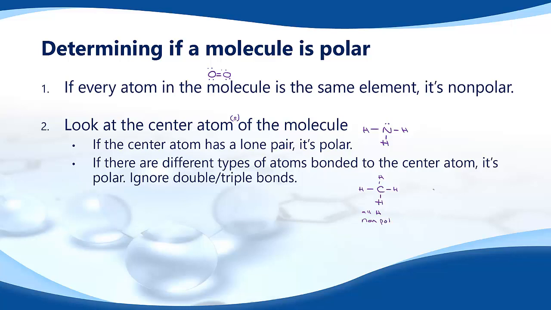Now, if I change out one of those hydrogens for something, let's say I change out one of those for a sulfur, now I have sulfur and hydrogen on the outside attached to that center atom. Because there are different atoms attached, this is polar. This molecule we can break the symmetry of. So that's what you're looking for.